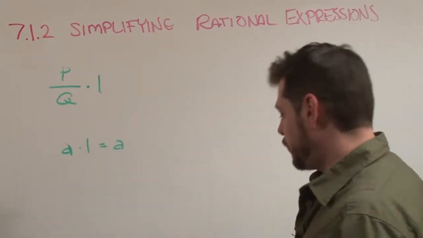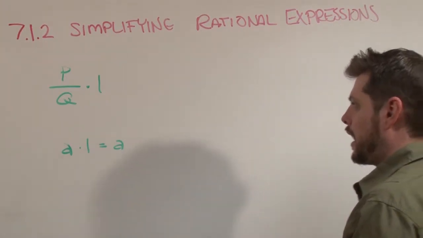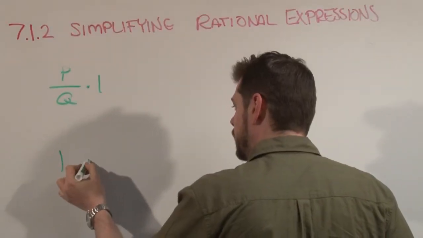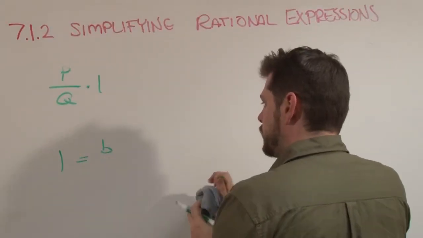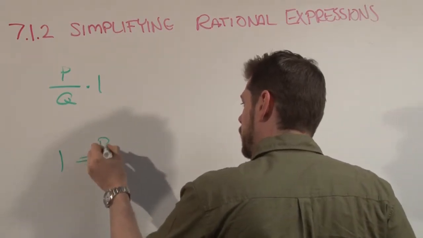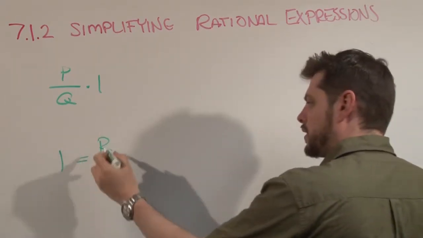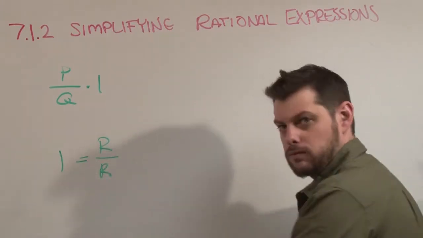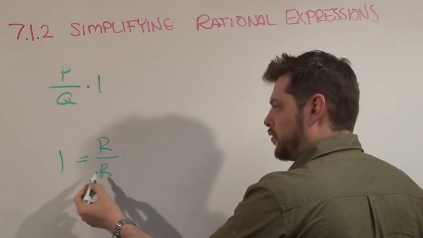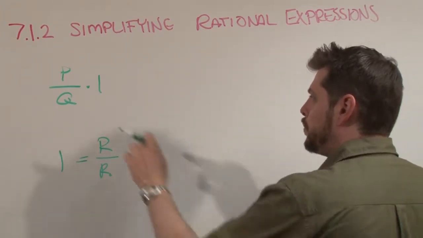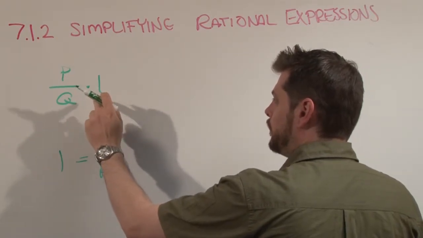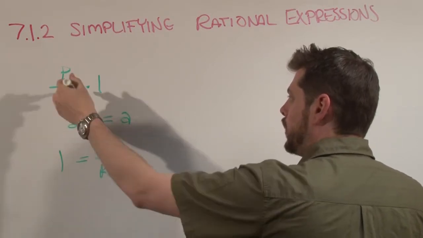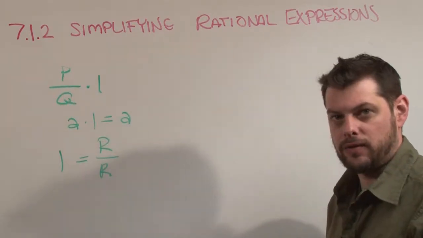This property is valuable when we note that we can write 1 as a rational expression. So would you agree also that 1 is equal to, let's use r, if I have something divided by something, the same thing, if I have r divided by r, I have 1, right? This is a very powerful principle because when combined with our multiplicative identity, we get a very powerful strategy for simplifying rational expressions.